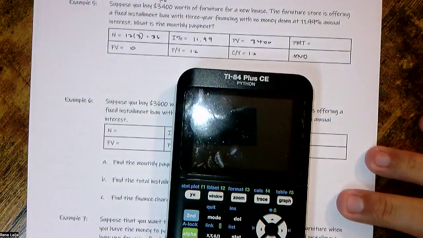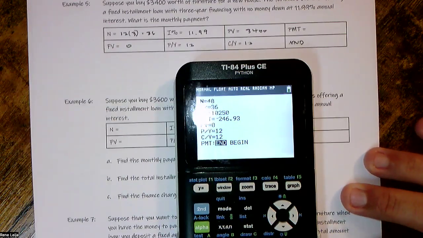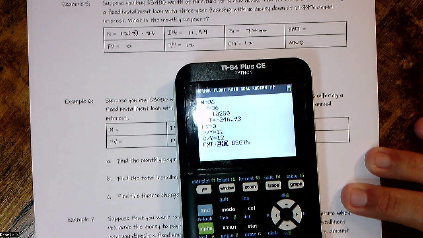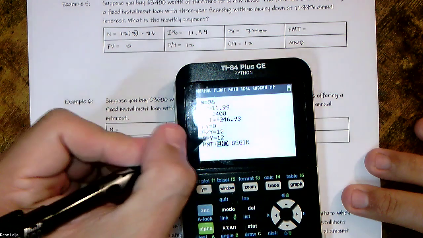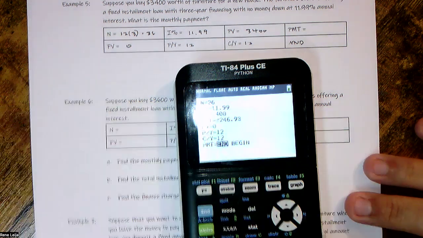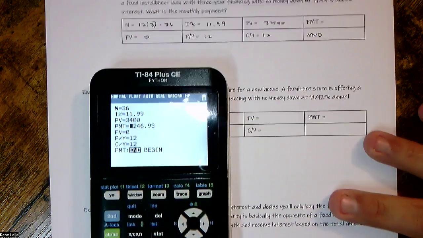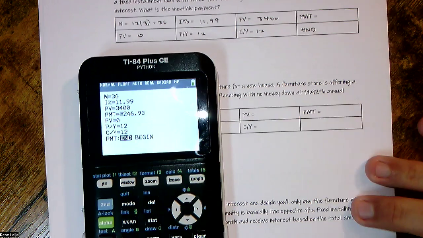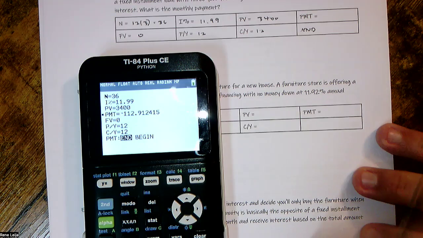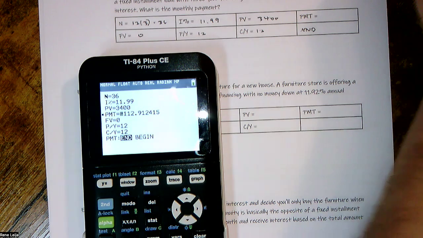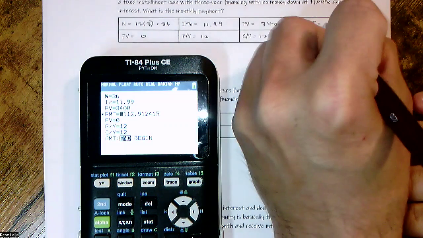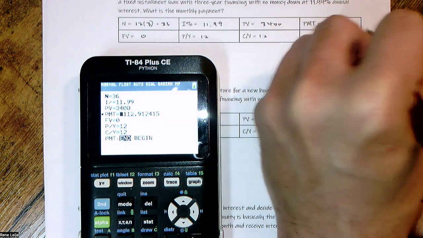All right. So here we go. Big N is 36. Our I% is 11.99. Our PV is 3,400. And then future value is 0, 12, 12, N. So we're good. Okay. So now we're going to stay on payment or arrow up to payment, depending upon where you are. Okay, now alpha, enter. So our payment is going to be $112.91.